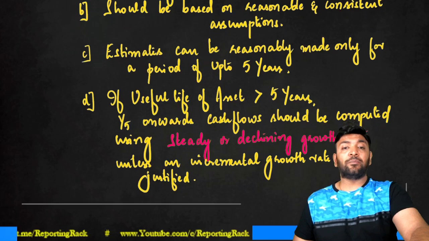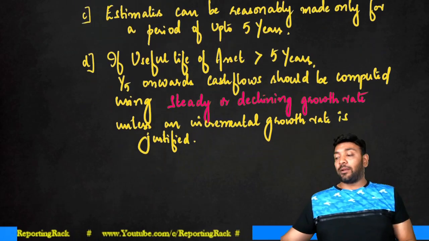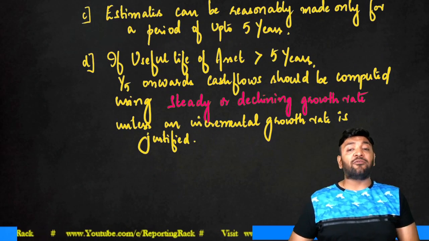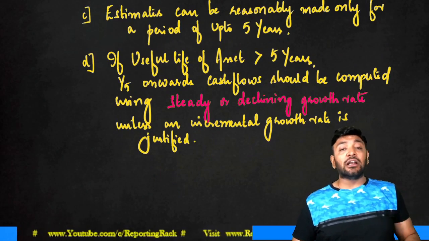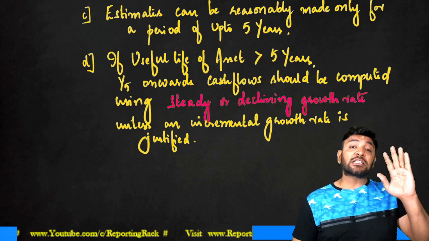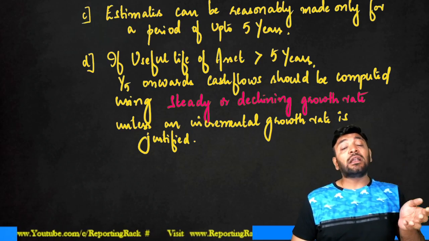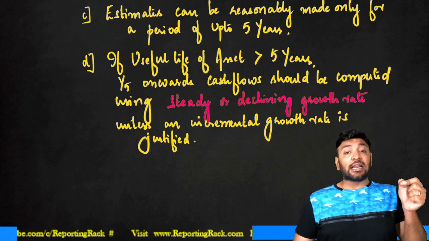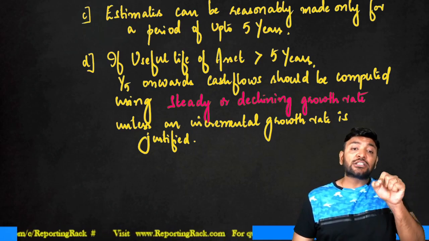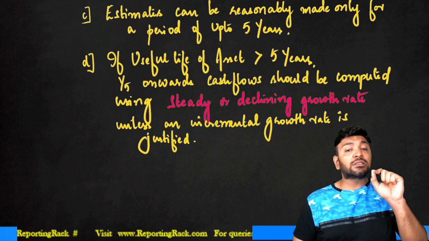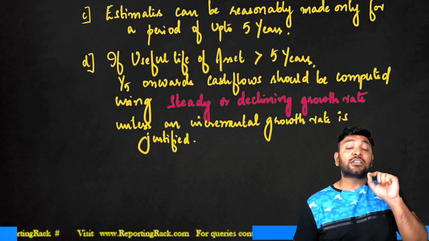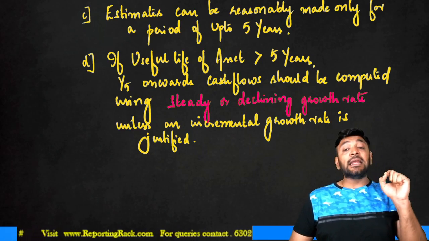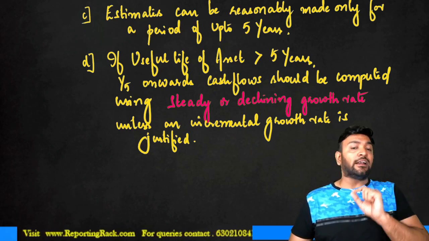Four points are written. Please understand each one. You are saying you can only make a reasonable estimate for cash flows arising from the continuing use of the asset for a maximum period of 5 years. What if the useful life of the asset is more than 5 years? If the useful life is greater than 5 years, then year 6 onwards, my cash flows will be estimated based on a steady or a declining growth rate, unless an incremental growth rate is justified.